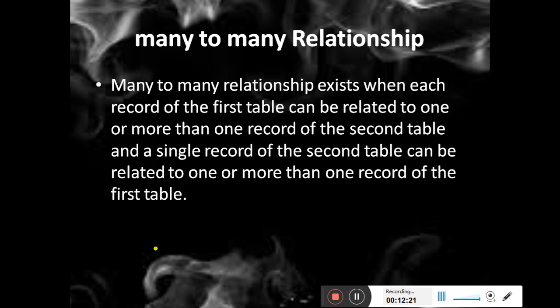Now the next one is many-to-many relationship. What is many-to-many relationship? It exists when each record of the first table can be related to one or more than one record of the second table, and a single record of the second table can be related to one or more than one record of the first table.